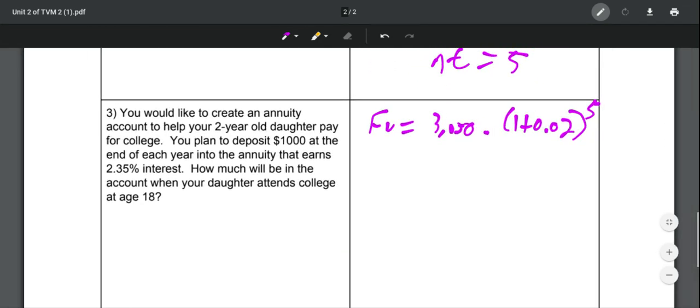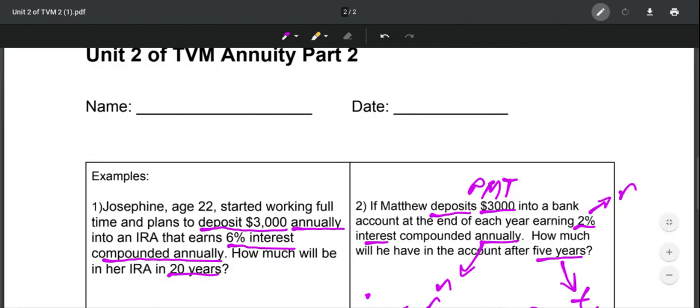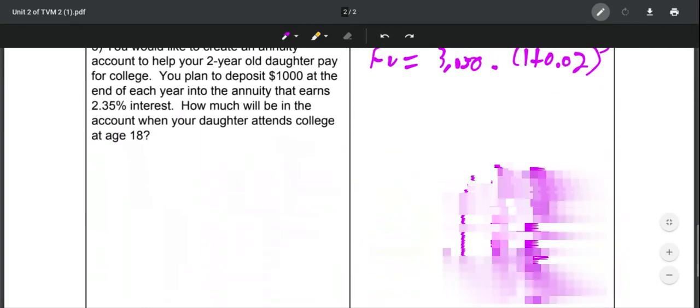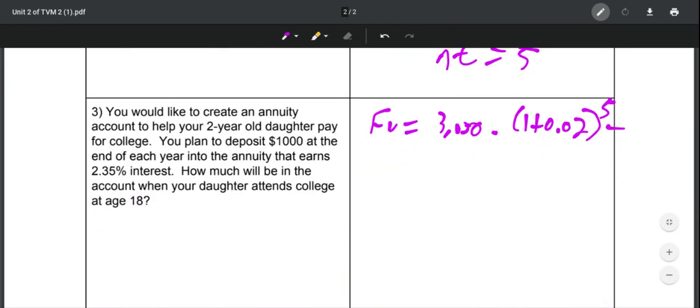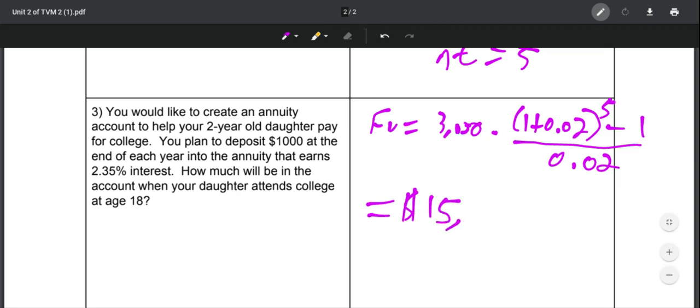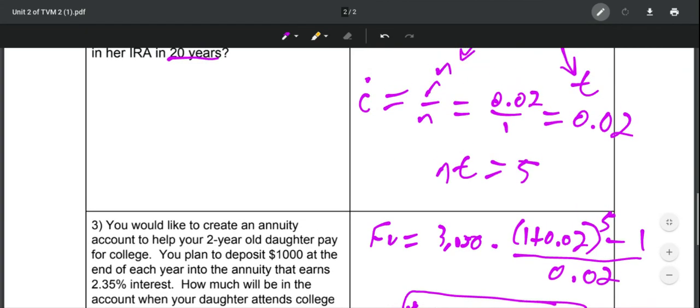Then that's going to be minus 1 on the end of that. All divided by 0.02. Okay. So then you plug that in your calculator. That's going to give you $15,612.12. Okay, so that's how you do those.